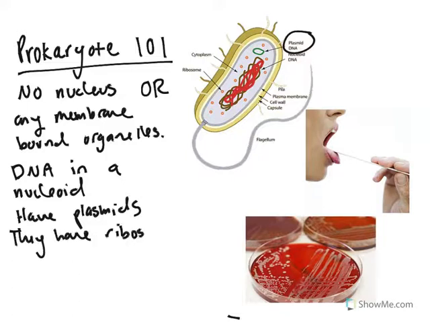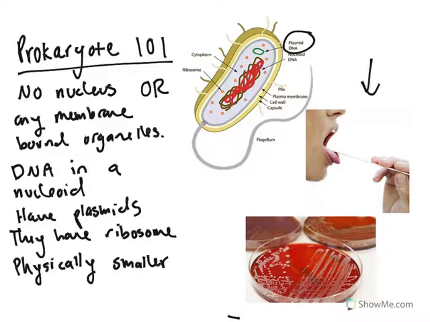and they tend to be much smaller than eukaryotic cells, which to me makes sense. They don't have as much floating around in there. There's not as much going on. So physically smaller than our eukaryotic comparison.